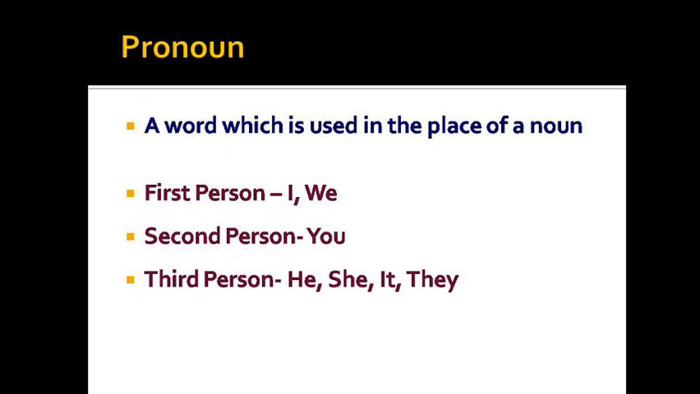Then we have pronoun. Pronoun is a word which is used in the place of a noun. So in a very big paragraph, we start with a noun, and instead of using the same word again and again, we use pronoun. And pronoun can be classified under 3 heads as first person pronoun I and we, second person pronoun is you, and third person pronoun is he, she, it and they.